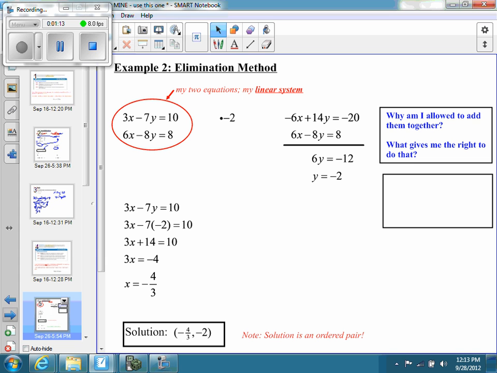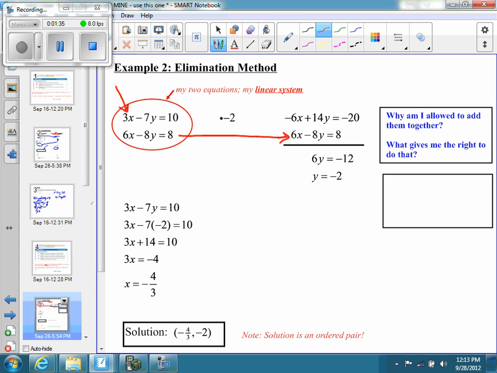How did you get -2? I got -2 because I could see that if I multiply this by -2, it's going to give me -6. And I didn't change this equation at all.